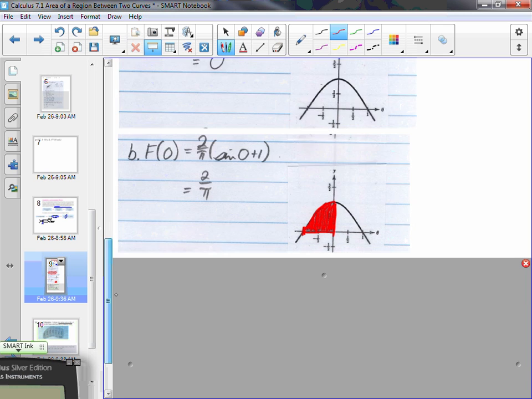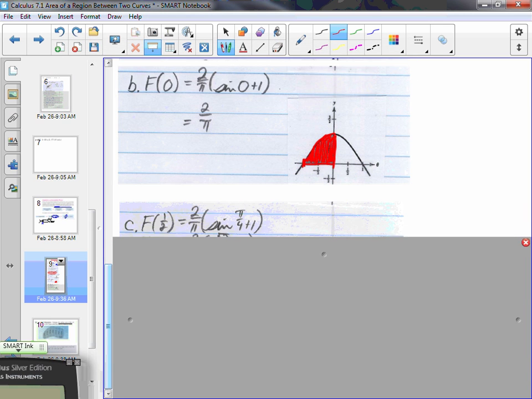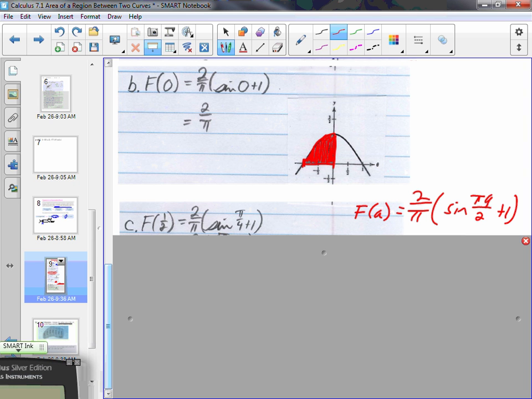Part C. They want us to find capital F of 1/2. So capital F of A was 2 over pi times the sine of, where is it? Pi A over 2 plus 1. So replace A with 1/2. So if I replace that A with a 1/2. Now, pi times 1/2 over 2.